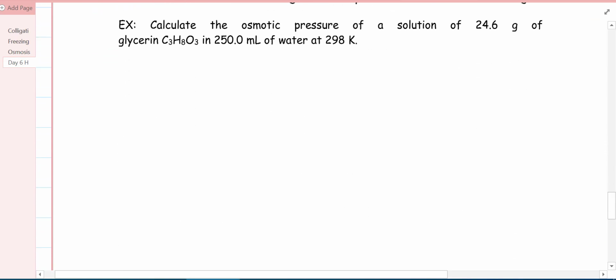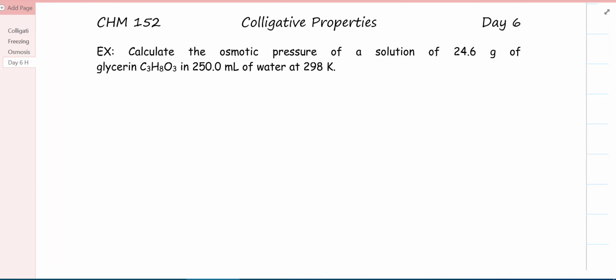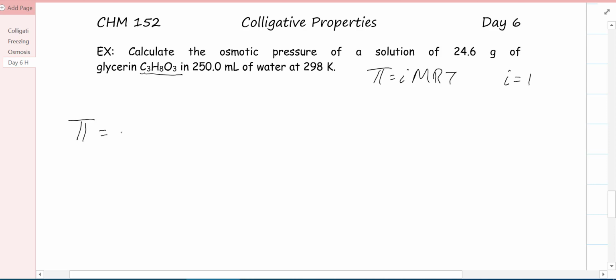All right, let's try number 81 here. Oh, no, 81 is not. How about this example? We'll go back to 81 in a minute. This example. Calculate the osmotic pressure of a solution of 24.6 grams of glycerin in 250 milliliters of water at 298 Kelvin. So we're calculating the osmotic pressure. So that's pi equals iMRT. C3H8O3. So it's a molecule. i is 1. Okay, so pi equals i, which is 1, times molarity. Well, we don't know the molarity yet.